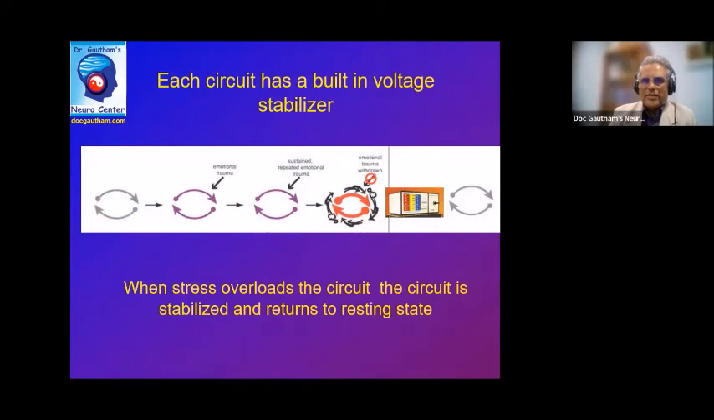Now, each circuit has a built-in voltage stabilizer. Just like the voltage stabilizer in our homes, whenever there is excessive current, the voltage stabilizer brings the power back to normal, or when there is low current, it boosts and brings up the power. Similarly, the brain also has a voltage stabilizer. Whenever there is excessive stress around us, it brings down the stress and stabilizes the mind. And when there is very little stress around us, what we call a state of boredom, it tries to boost up the mind and stabilize it again. This is the process of homeostasis.